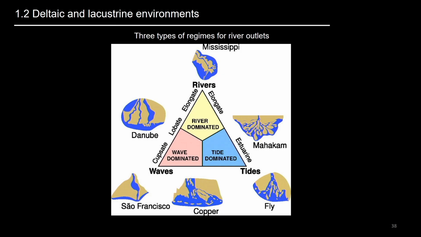Let's go quickly over how a delta forms on Earth. There are three types of regime on Earth. Typically, we have river dominated, wave dominated, and tide dominated. On Mars, we will mostly look at river dominated because we may not have wave dominated and tide dominated, at least tide, we don't have them on Mars.